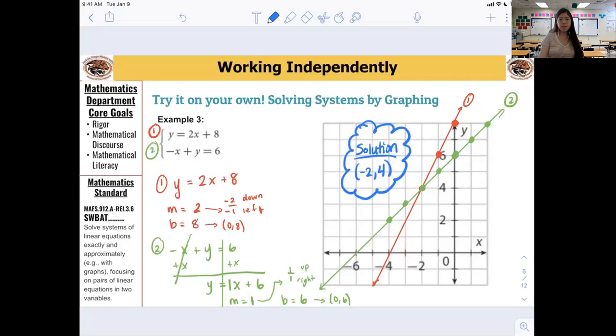Okay. So this one was a little bit tricky just because the graphing part of it was a little bit trickier to realize that you could go backwards. However, still the same process, right? We still found the y-intercept and then used the slope to find the next point. How are we feeling now? Any other questions so far?